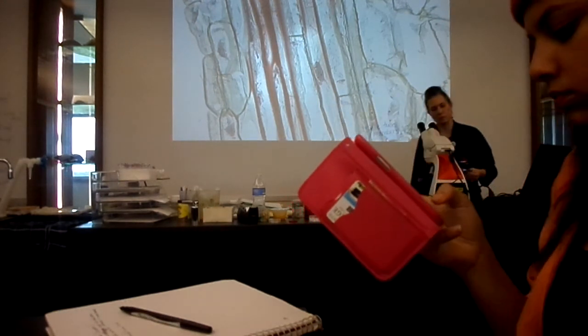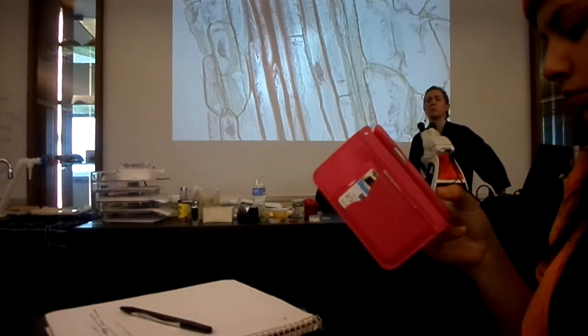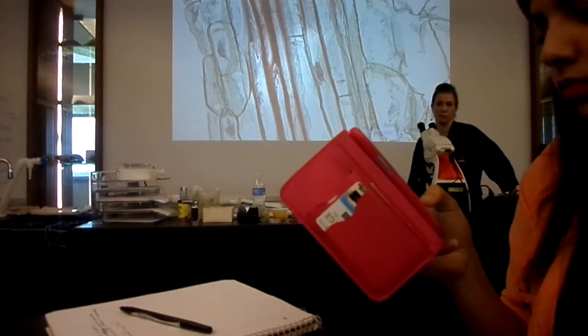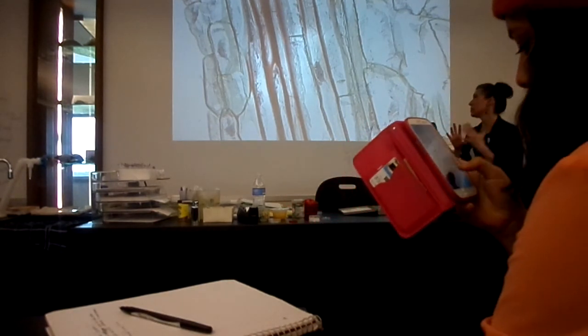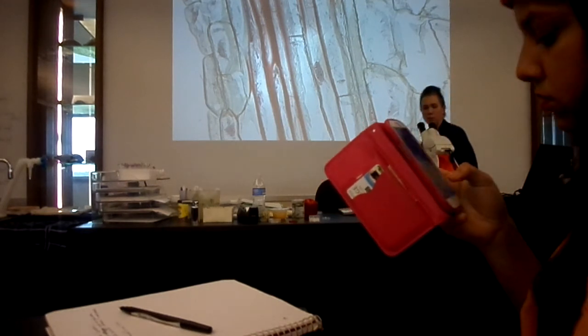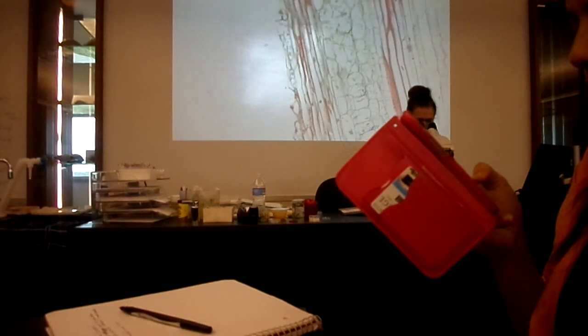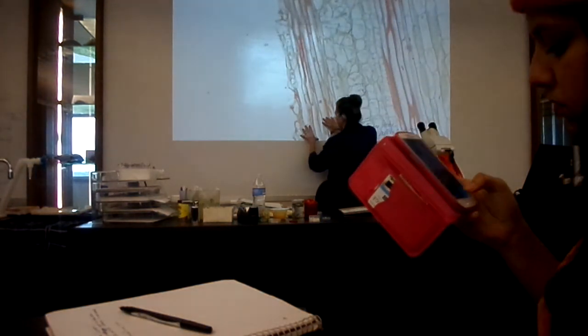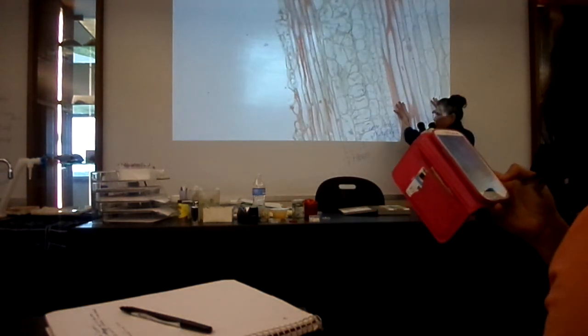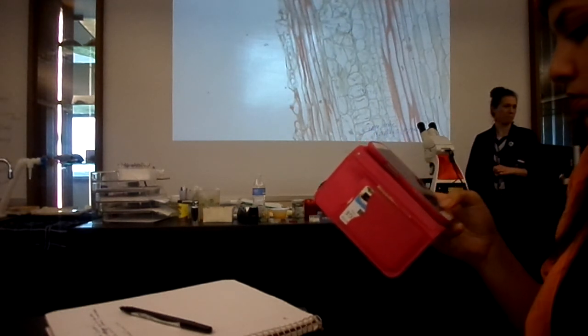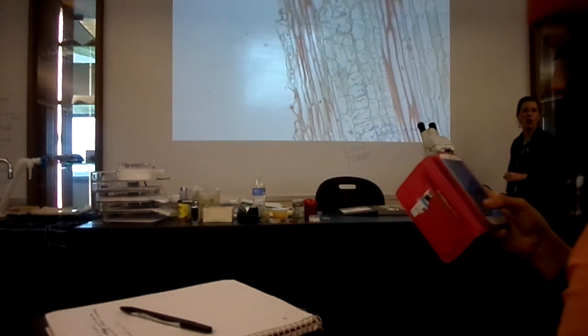And then the sieve tube members, that's the cell. They're the elongated cells. Phloem's to the outside, xylem is to the inside. So what you see here, this is the phloem, this is the xylem. So sieve tube members are this cell.